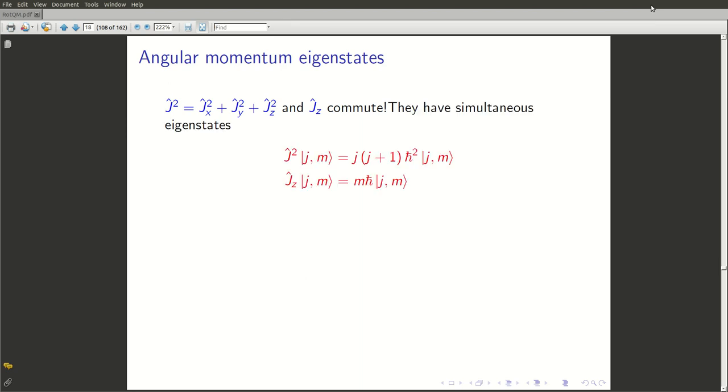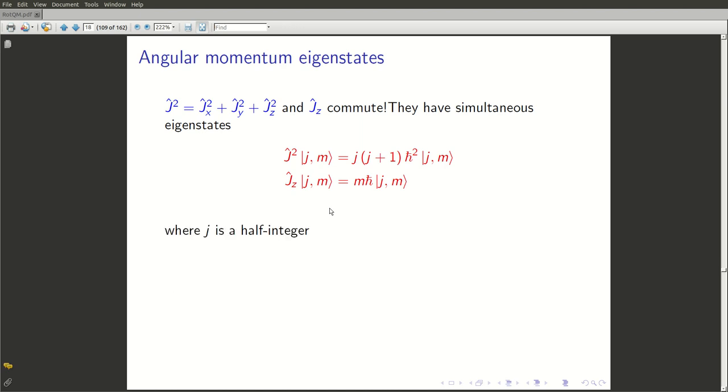And as you all know, the eigenvalues of J squared are quantized. They are j(j+1) h bar squared, where j can be either a half integer or an integer. So allowed values of j are 0, 1/2, 1, 3/2, and so on. On the other hand, the eigenvalues of Jz are m h bar, where m takes values in integer steps from minus j to plus j. So the ket |j,m> denoted here is a simultaneous eigenstate of both J squared and Jz corresponding to the eigenvalues I have just mentioned.